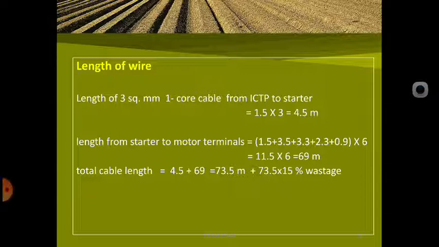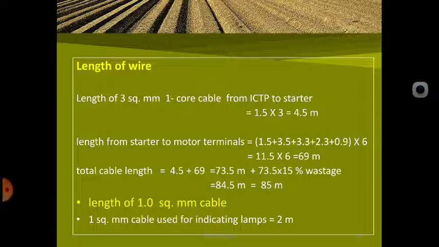At the same time, we take 15% wastage for cutting at the corners, so nearly 85 meters of copper wire is required. 3 square mm copper PVC, 85 meters, is required to connect from the meter to the motor. At the same time, 1 square mm is also required to connect the pilot lamps, maybe nearly 2 to 3 meters. The 1 square mm cable is the same cable used for the indicating lamps, and 2 meters is enough.